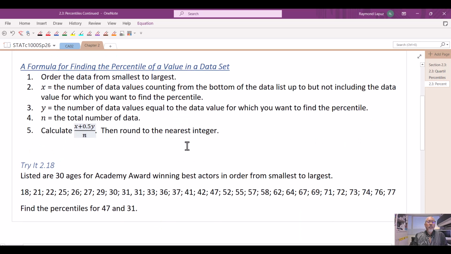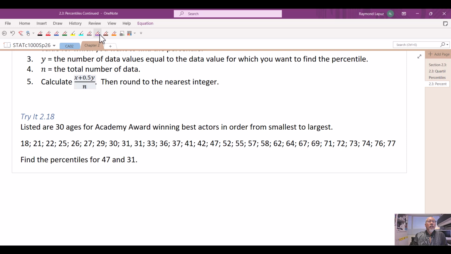Okay, let's give this a try. In this particular problem, we have 30 ages of Academy Award winners for Best Actors, and it's already sorted, which is great. And they want us to find the percentile for 47. So let's look for 47. This is 47 right here. So the age is 47, and we want to know what percentile that is.